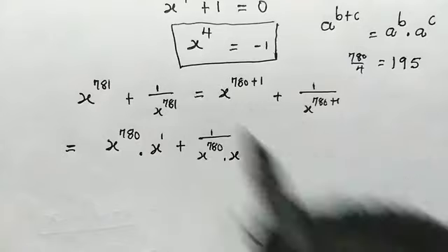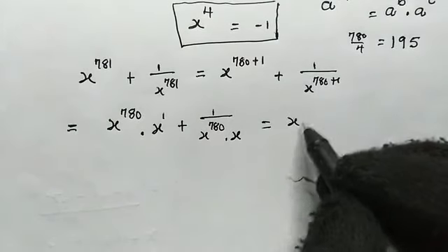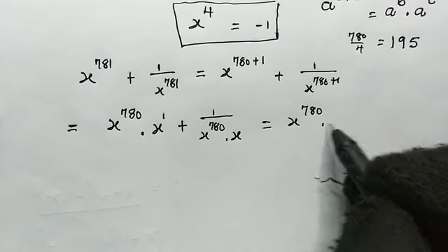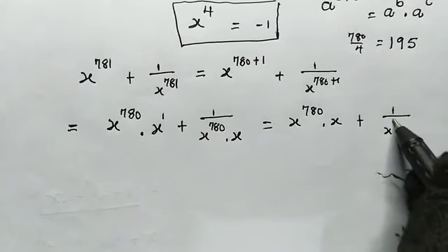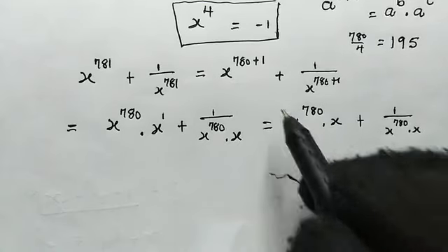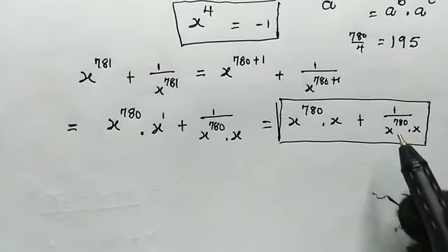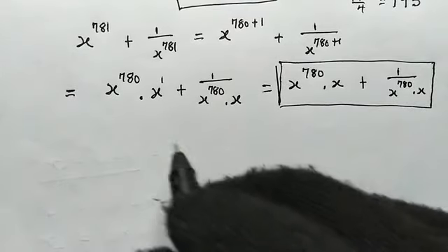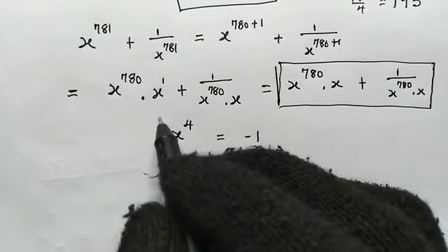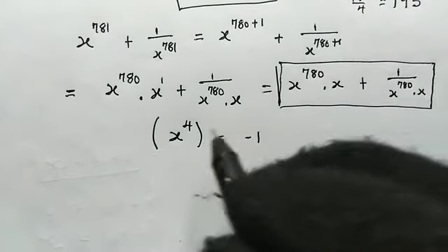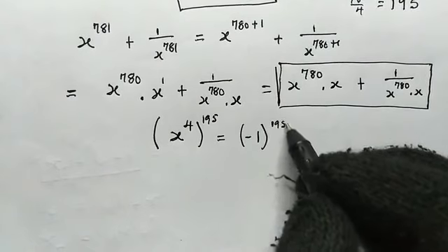Okay, now from this equation right over here, first of all, simplifying this further, we just get x to the power of 780 multiplied by x plus 1 all over x to the power of 780 multiplied by x. So okay, this is the way we have simplified this expression right over here. Now let us recall from this equation, x to the power of 4 is equal to negative 1. So raise both sides to the power of 195, and here to the power of 195.